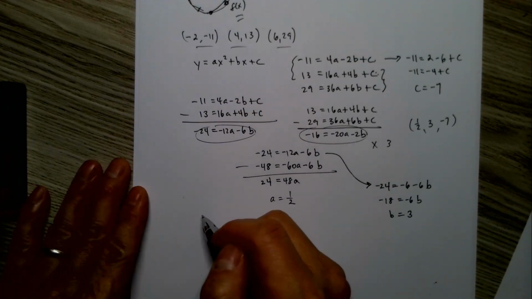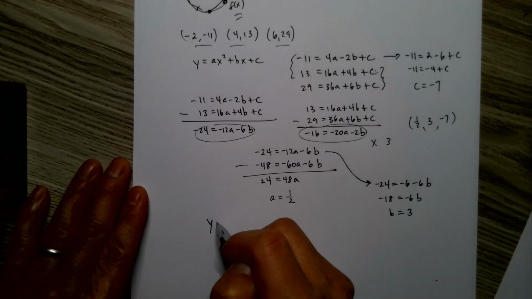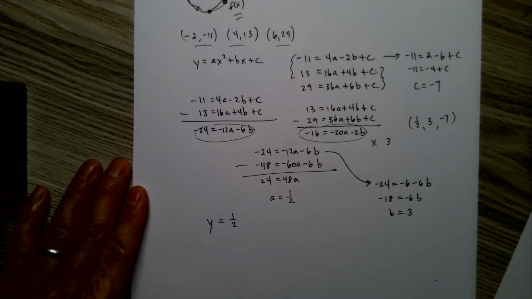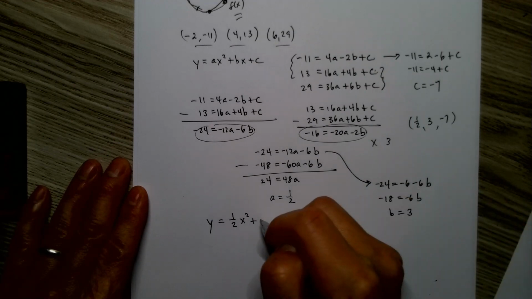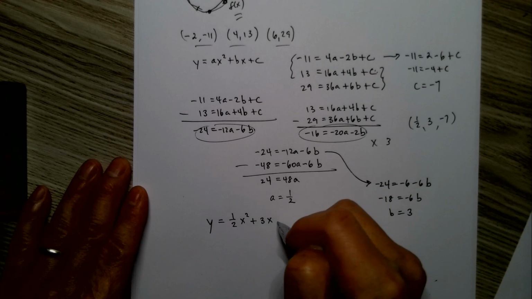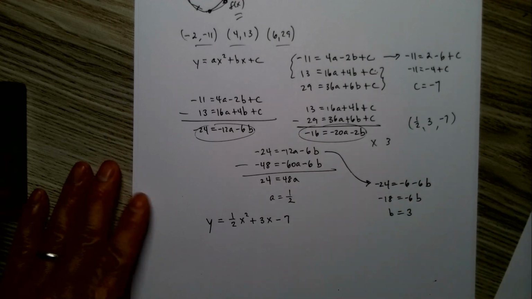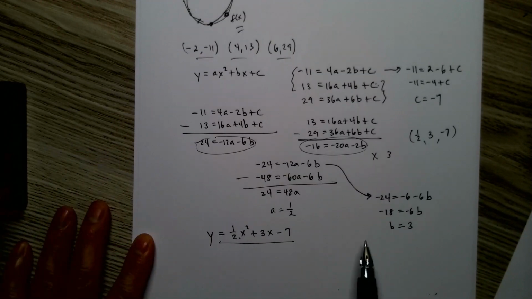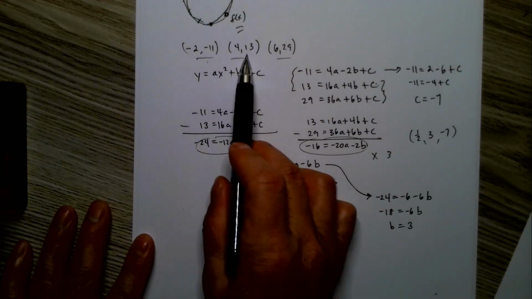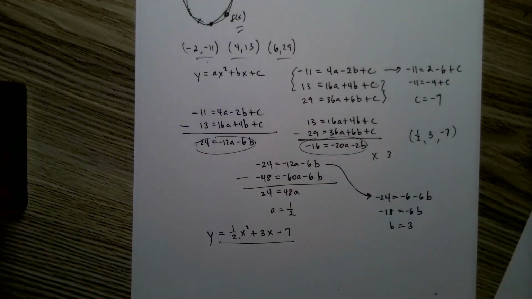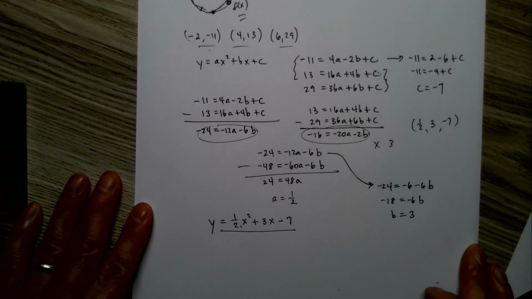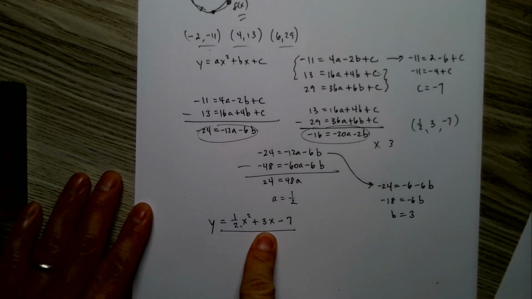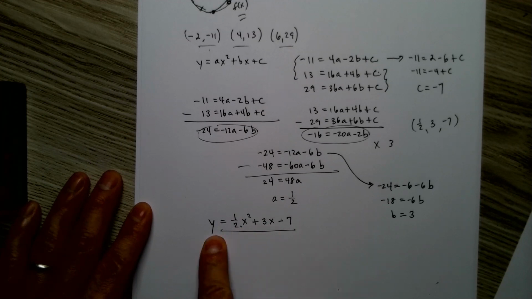So the actual final answer is y equals 1/2 x squared plus 3x minus 7. So this is the quadratic function that contains these 3 points, (-2, -11), (4, 13), and (6, 29). And if I wanted to know another point that is a member of this same function, I just have to pick any x value I want, and I'll get the y value, and I'll do that right now.